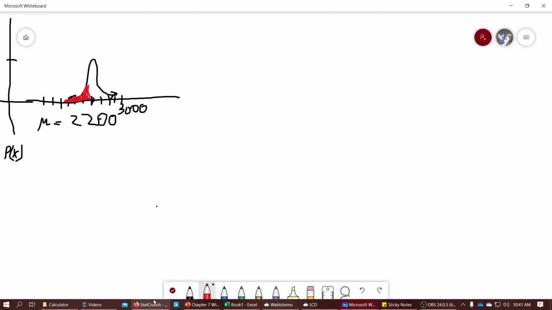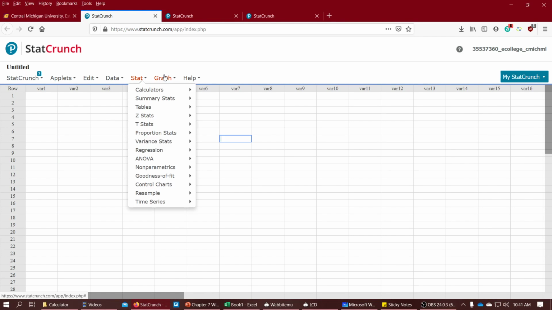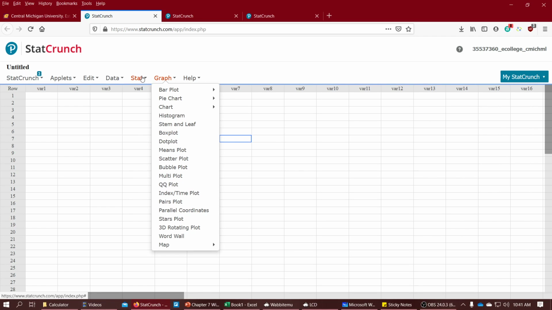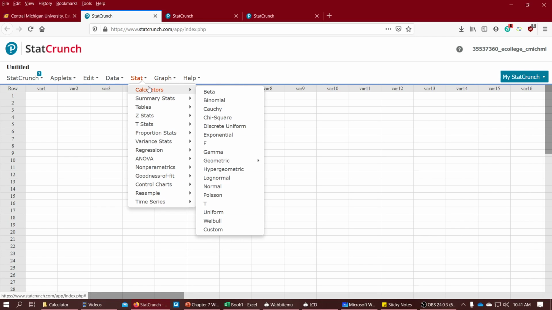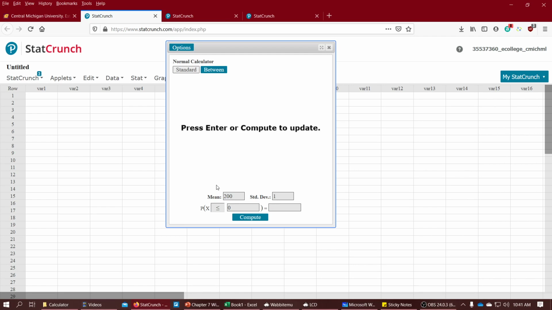So now that I said I'd show it in StatCrunch, I will. Here we're going to go to Stat, and we're going to go to Calculator, and then up to Normal. You'll notice this is a standard normal. It has mean 0 and standard deviation 1. So for the moment, it's standard normal. We're going to change this to be our mean, and we're going to change our standard deviation. It wants us to shade to the left of 2100, so we're going to put 2100 in this box here, because less than or equal to tells us to the left.